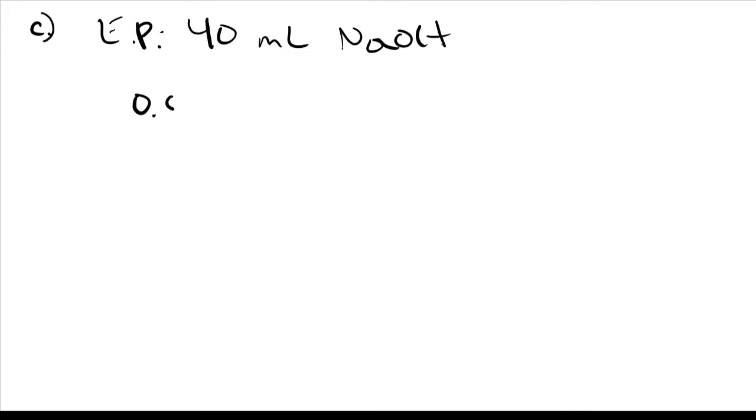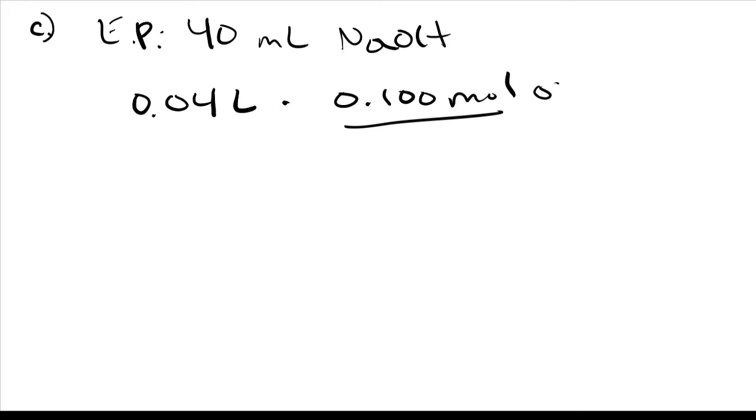We determined the equivalence point, right? That was when you add 40 milliliters of sodium hydroxide, right? So we determined that earlier. Convert that to 0.04 liters and multiply by the concentration, 0.100 moles per liter, and you're going to get the 0.004 moles. Okay? So that makes sense.